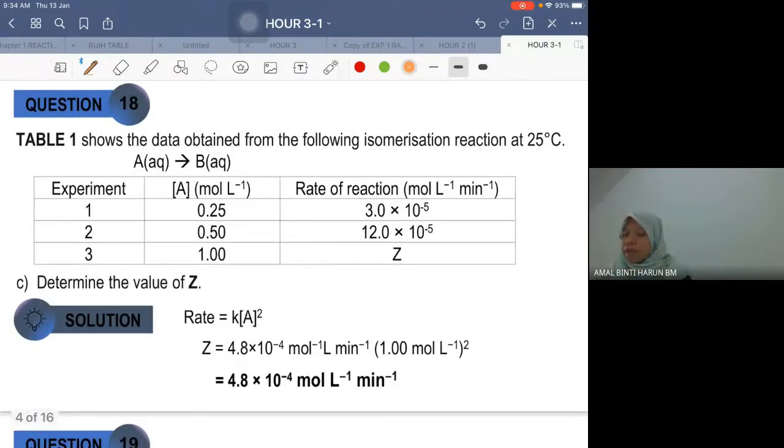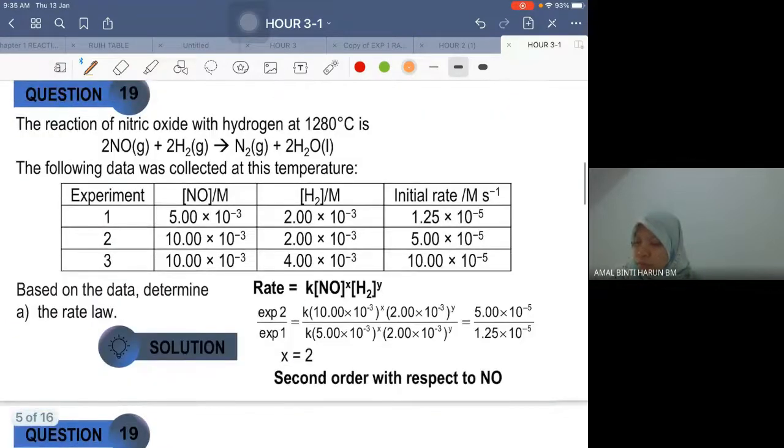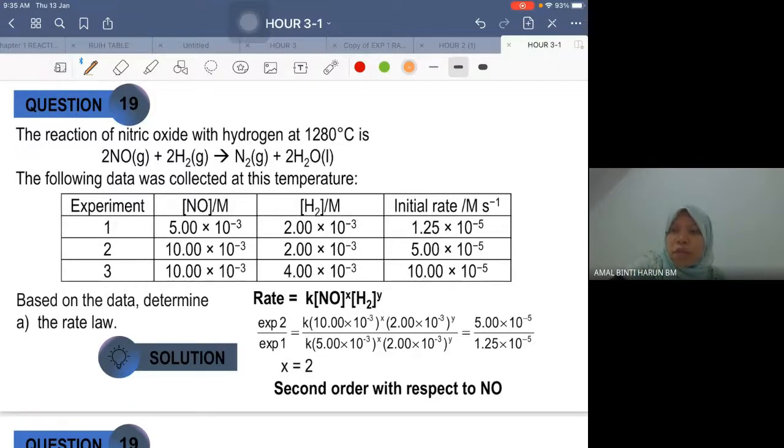Next, kita kena determine the value of Z2. So, masukkan lagi maklumat eksperimen 3 ini ke dalam rate law. Tapi rate dia pula yang tidak ada. K dah cari. Lepas tu, substitute the concentration untuk eksperimen 3 ni, power of 2, dapat. So, unit bagi rate adalah, kan tadi kita nak simplify this one menjadi molar. So it is molar per minute. Ini 16.